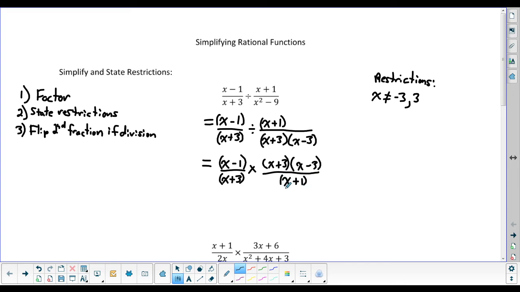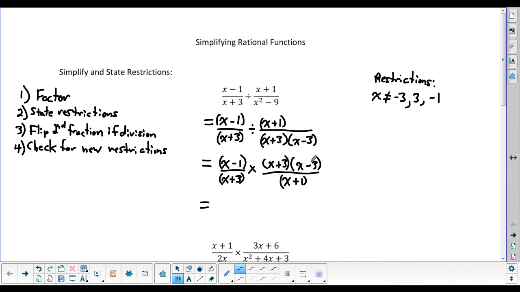Now, you may notice we have a different thing on the bottom. So this fourth step is to check for new restrictions. So we have a new one here, that x can't be -1. Okay. Now we want to try to simplify this.